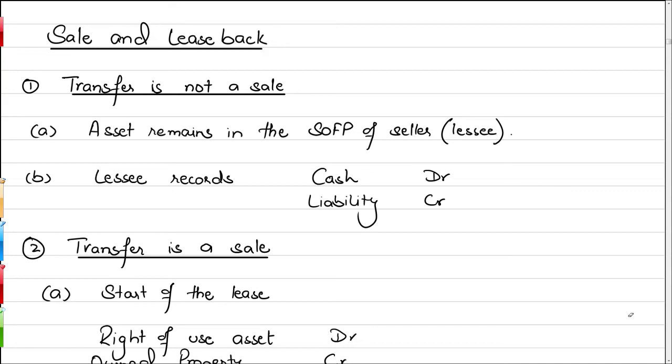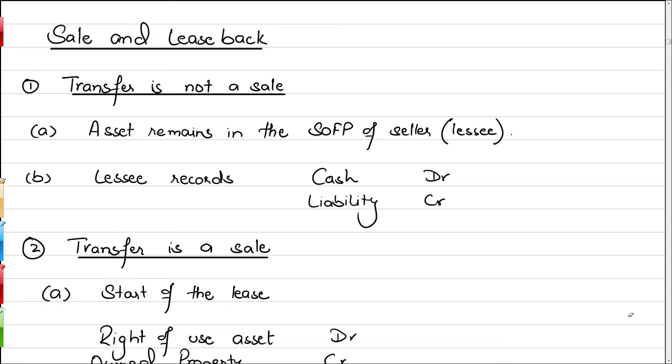In the finance lease, the lessor will be recording only the lease receivable and the interest income, whereas in the operating lease, the asset still remains in the books of the lessor. He depreciates it and records rental income on a straight line basis.